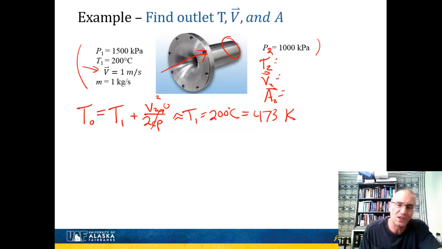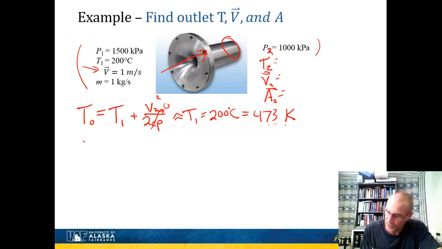It's pretty useful to always change everything into Kelvin because you're using a lot of these isentropic relations where you're going to want everything in absolute temperature. So there's my stagnation temperature. All that says is if I had air at 473 and I brought it to a complete stop, it would still be at 473. So it's pretty small.